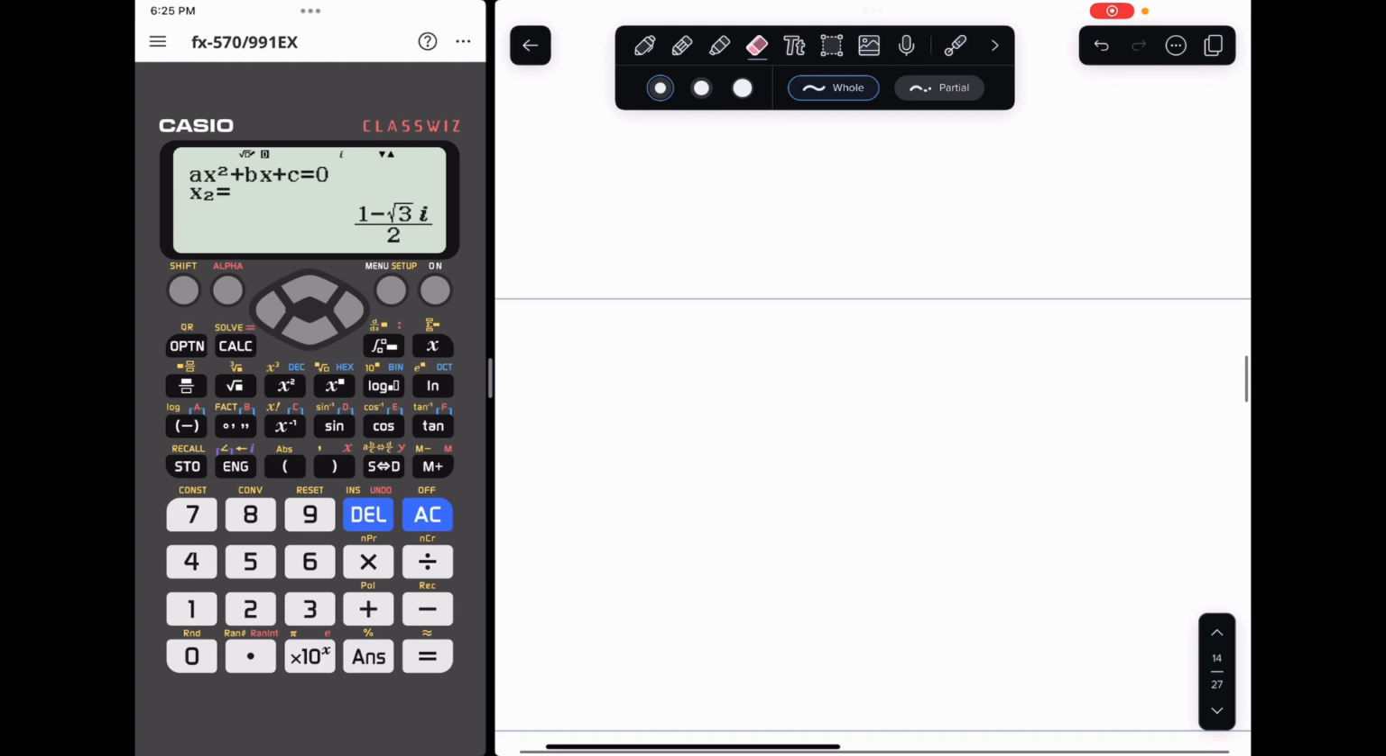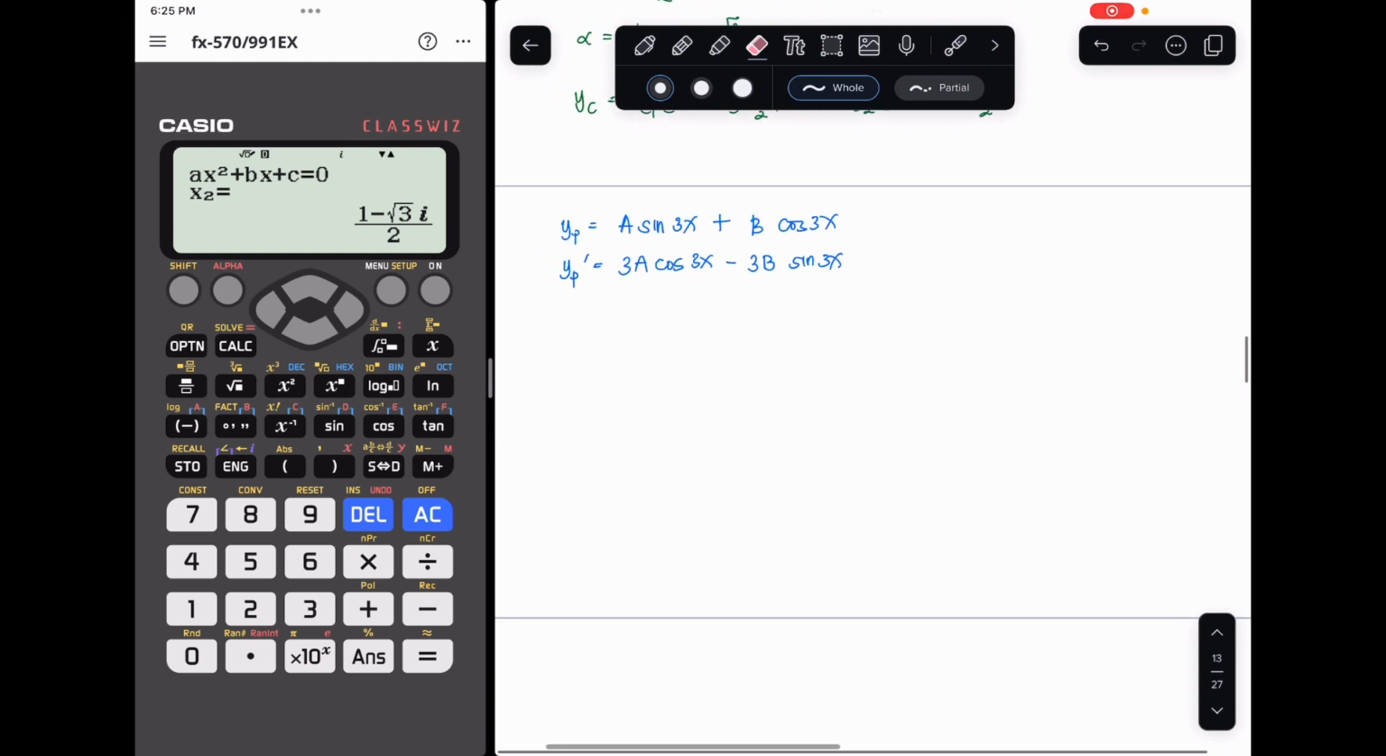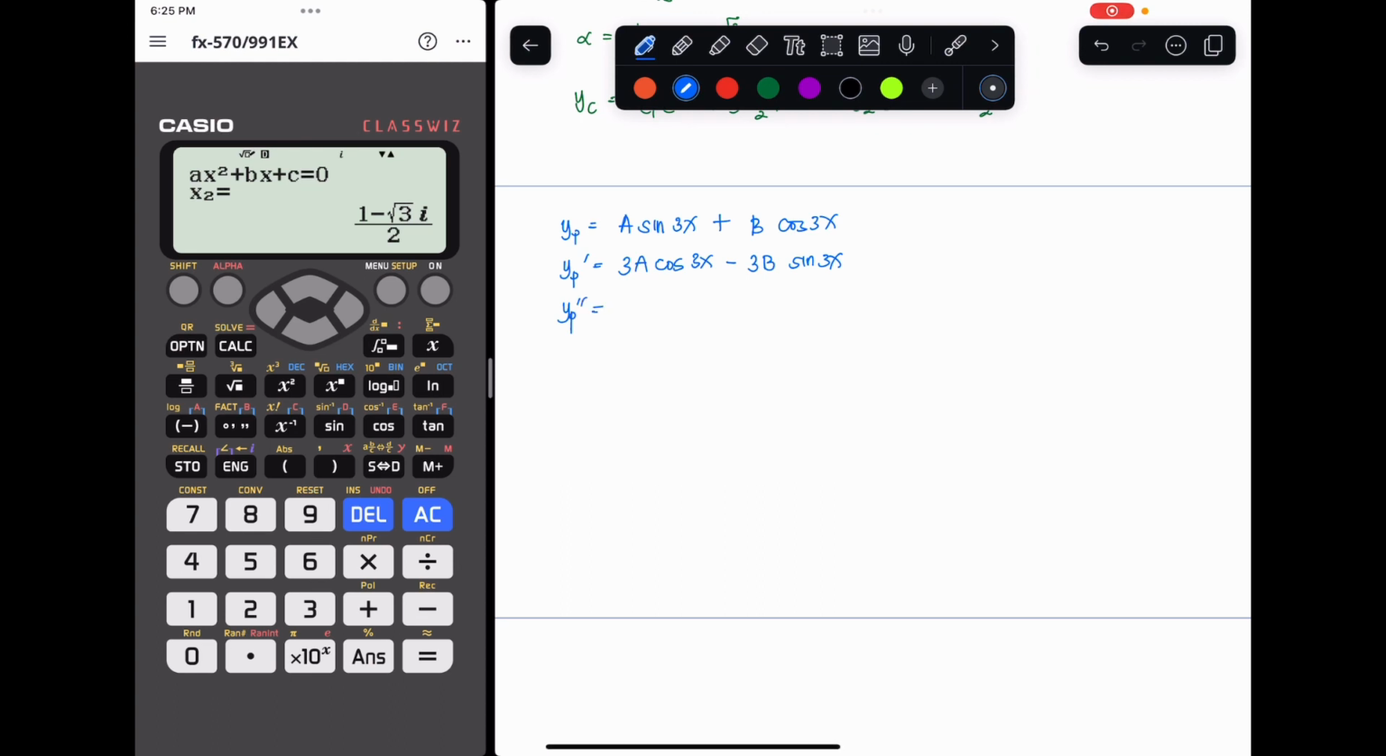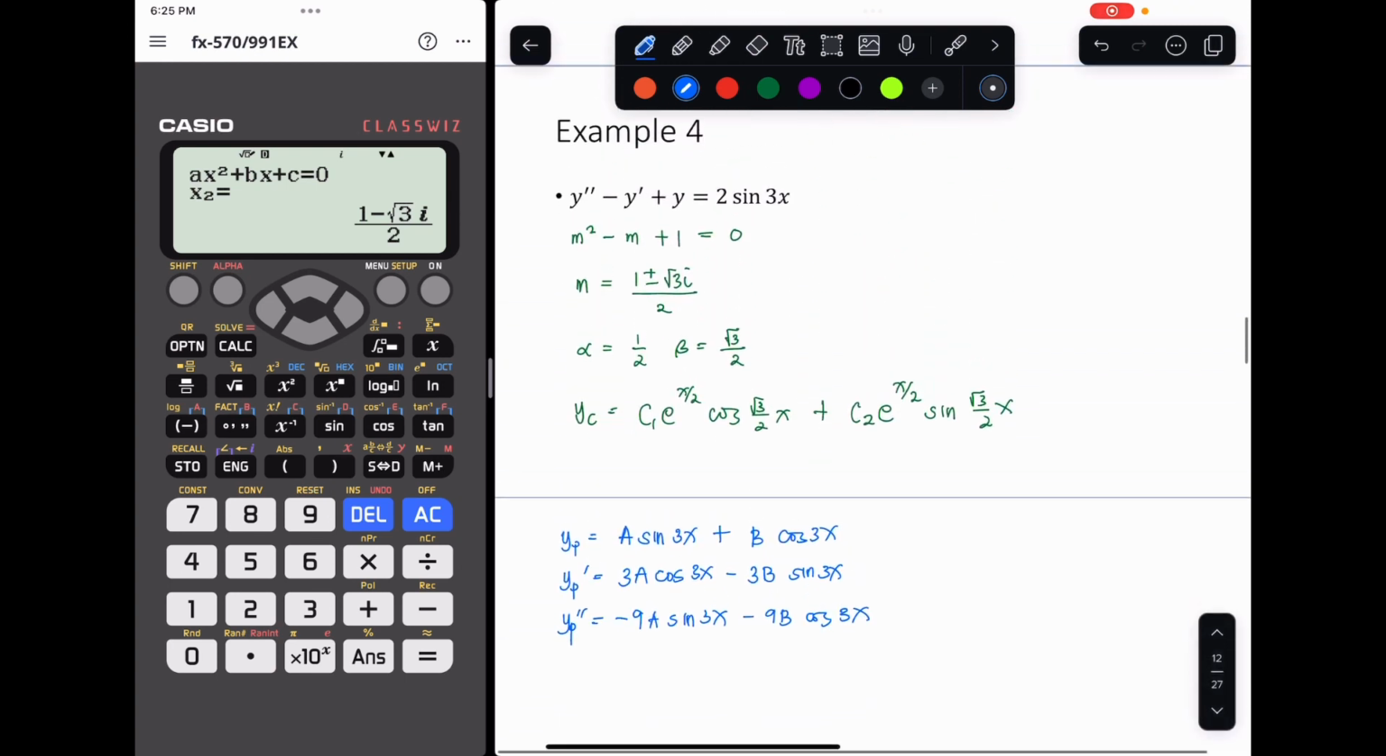For our yp double prime, the derivative of cosine 3x is negative sine 3x, so negative 3 times 3, we have negative 9A sine 3x. Then the derivative of sine 3x is cosine times 3, so we have negative 9B cosine 3x. So now I'm going to write the equation.